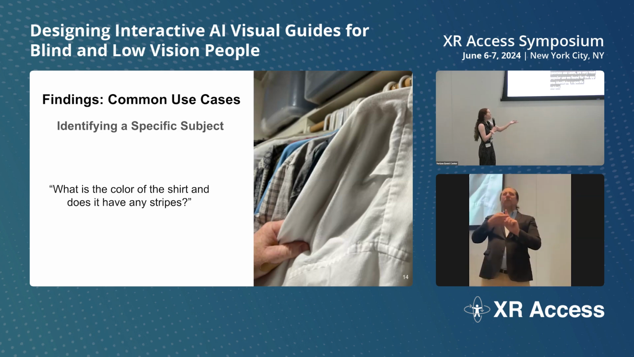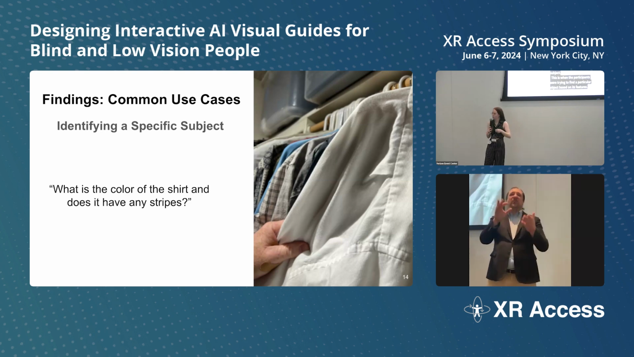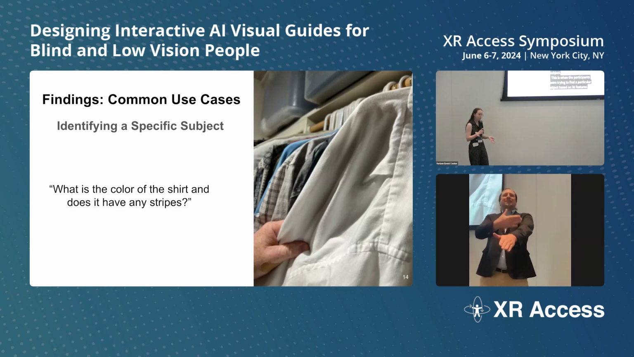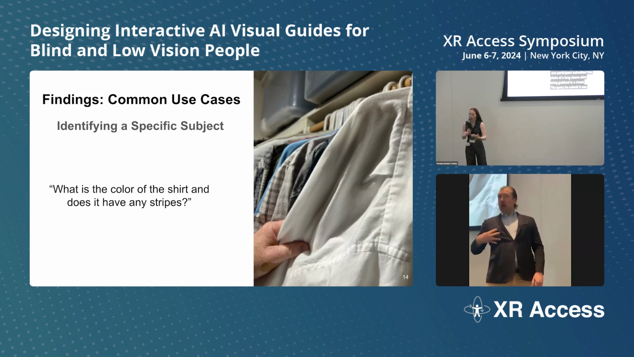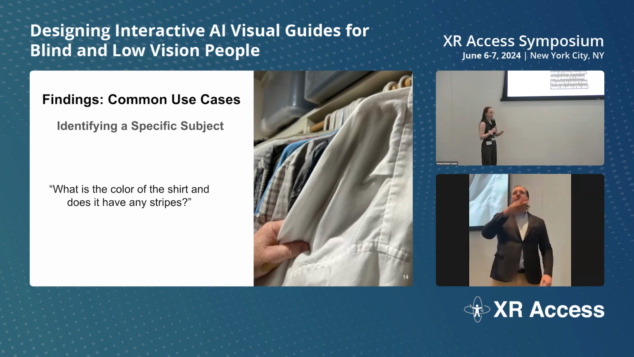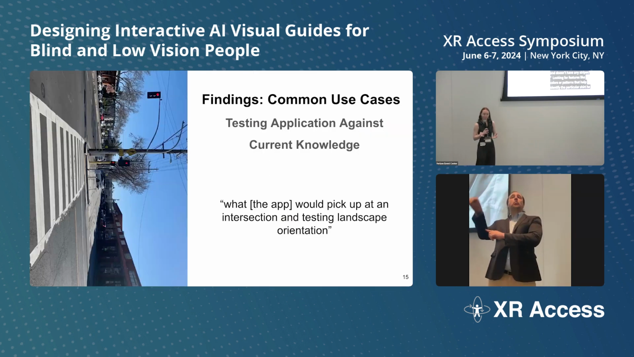So for example, one participant submitted this photo of a man's hand grabbing the sleeve of a long-sleeved white shirt hanging in a closet. And his query that he submitted with this photo was, what is the color of the shirt and does it have any stripes? Looking for features like colors or patterns that could help him identify the particular shirt that he was holding on to. This use case occurred in about 40% of our diary entry data set.